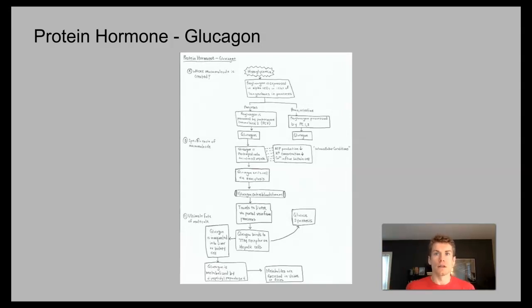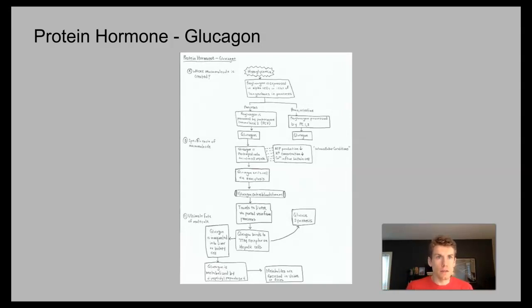From here, glucagon will enter the bloodstream and travel through the portal vein system into the liver, where it can bind to a receptor called the 7T receptor on liver cells, so hepatic cells. And this will initiate the production pathway for glucose within those liver cells.